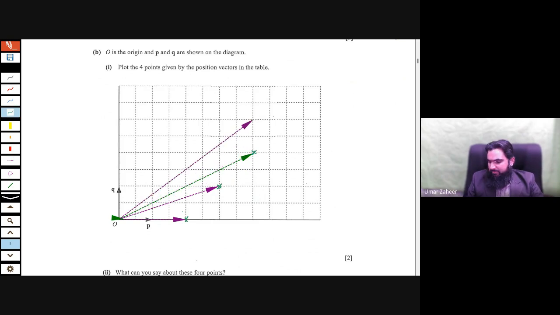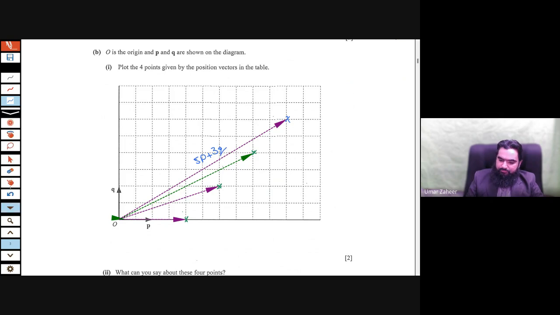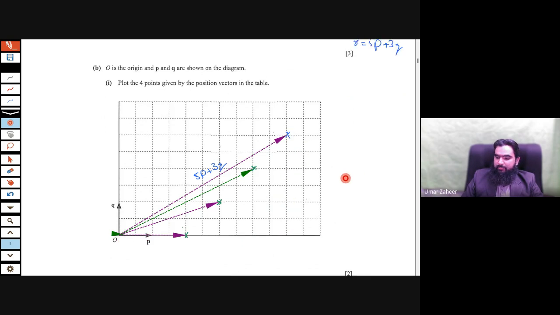So it is going to be, sorry, 1, 2, 3, 4, 5. 1, 2, 3. It is going to reach here because you have 5p plus 3q. 1, 2, 3, 4, 5p, and 1, 2, 3. It is going to be 3q.